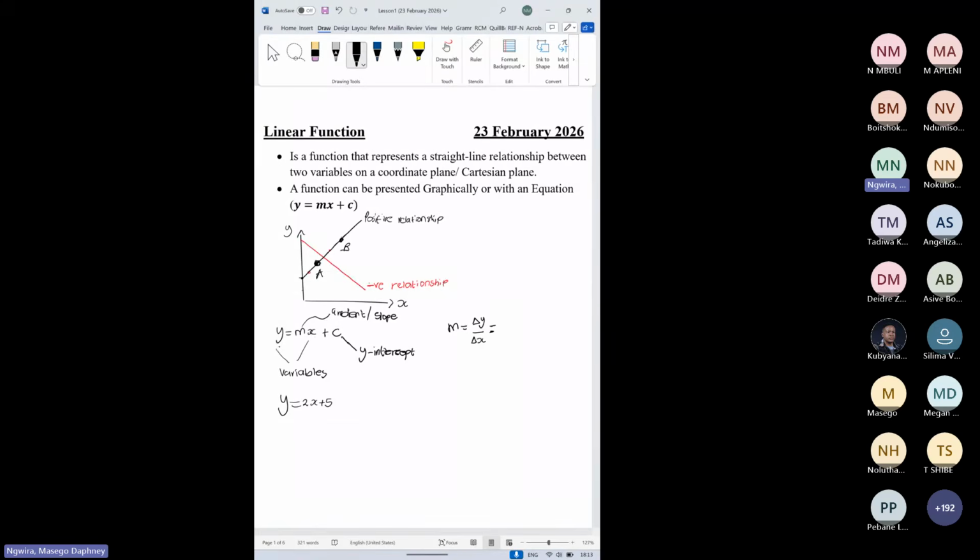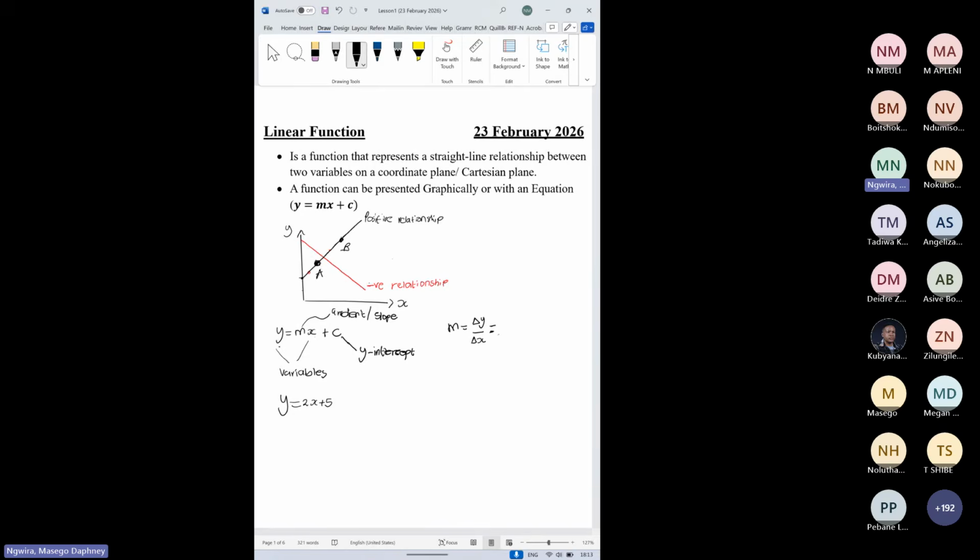Before you move on, could you possibly increase the size of your pointer? I can't really see anything when you're pointing specifically. When I'm pointing, oh, sorry. Okay, I'll try.